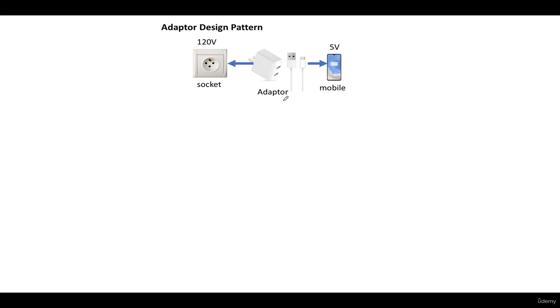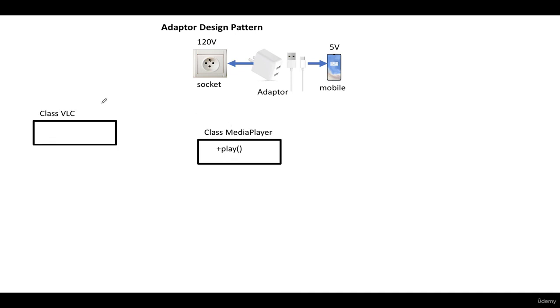Let's see one more example. Consider you have one class and the name of the class is media player and it has one method called play. So basically this media player can play audio files. Now similarly we have another class that is VLC and it can play the VLC files, and then we have the MP4 class and it can play the MP4 files. Now this media player class wants to play the VLC file as well as the MP4 files.